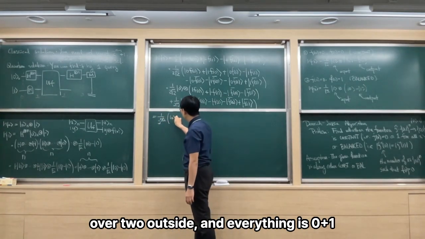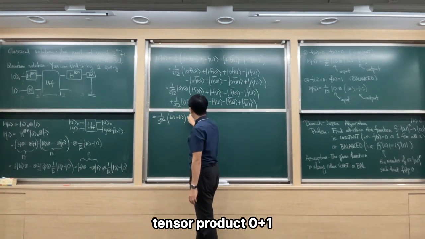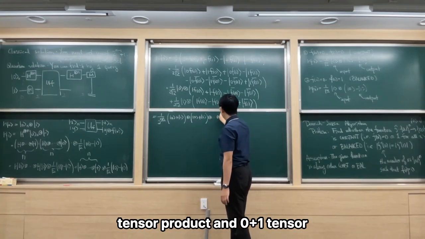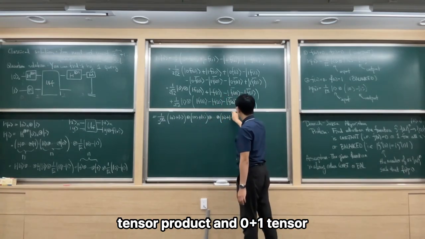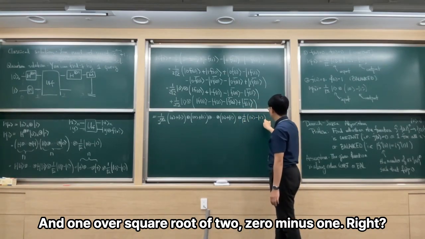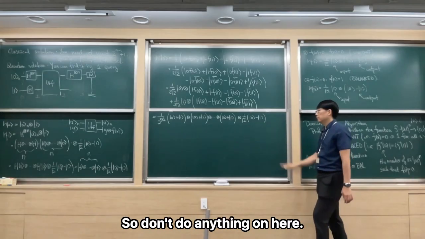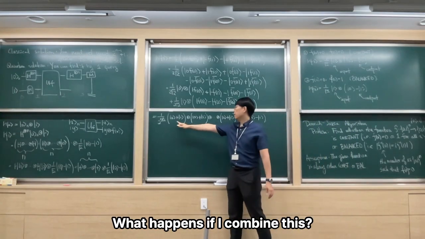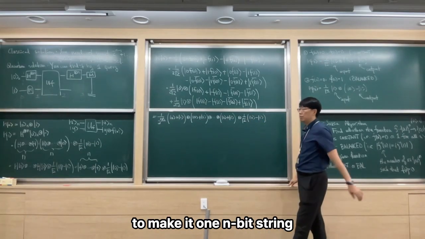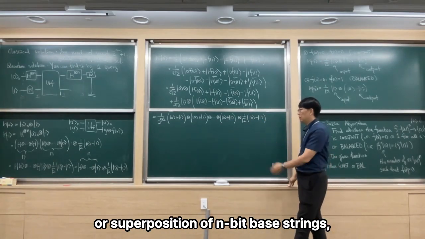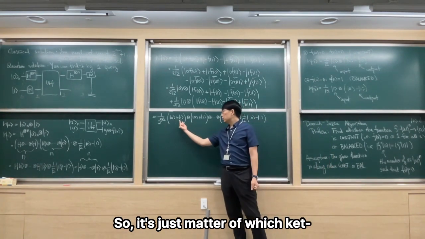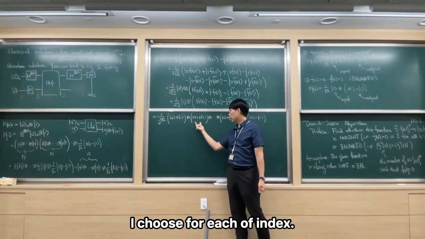And everything is 0 plus 1, tensor product, 0 plus 1, tensor product, and 0 plus 1, and 1 over square root of 2, 0 minus 1, right? So don't do anything here. What happens if I combine this? What happens if I distribute all the tensor products to make it a superposition of n-bit base kets? So it's just a matter of which ket I choose for each index.